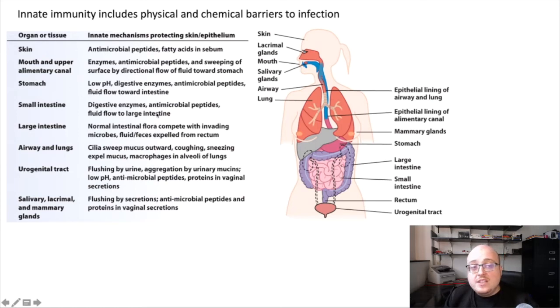So in our stomach, of course, we have low pH. In our intestines, we have digestive enzymes. These are good at taking care of microbes. In our airway, we have mucus and ciliated membranes, which sort of sweep pathogens out, so on and so forth. But instead of memorizing all of these different strategies, what I want to do is highlight some general concepts that unify the ways that barrier tissues prevent the establishment of infection.